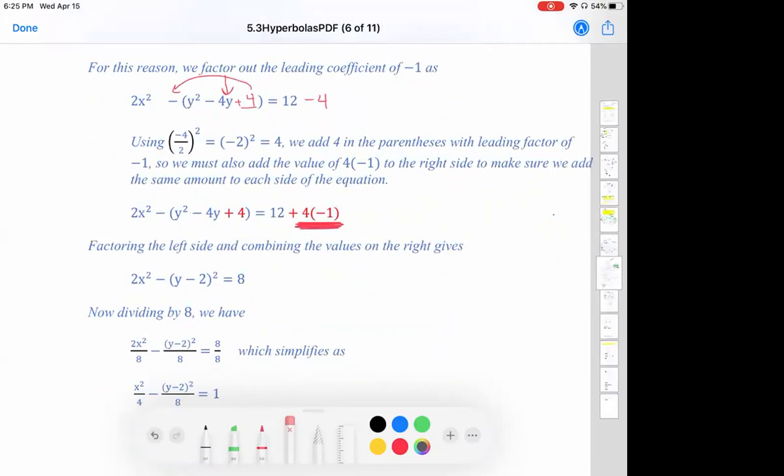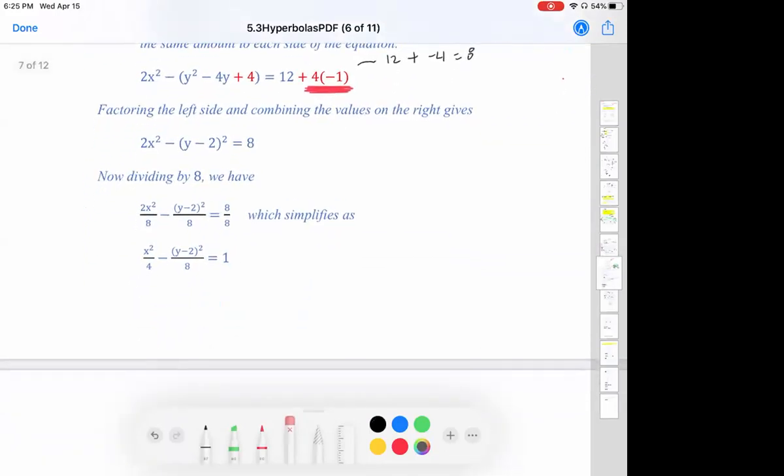Okay, we simplify, we do that work. So we have 12 plus negative 4 times negative 1, we got minus 4, we get 8. That's how this 8 happens. A big important point is we need to make this number a 1. Well, 8 divided by 8 is 1, so you always divide by the same number.